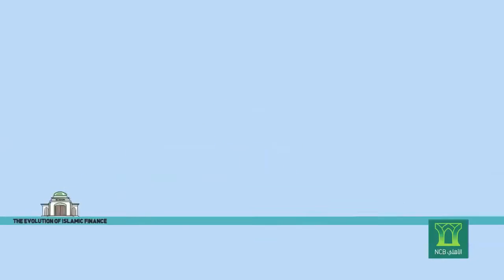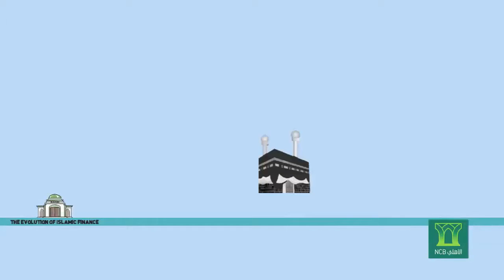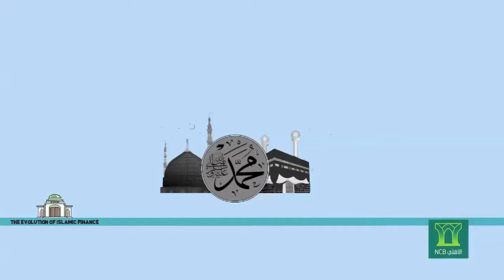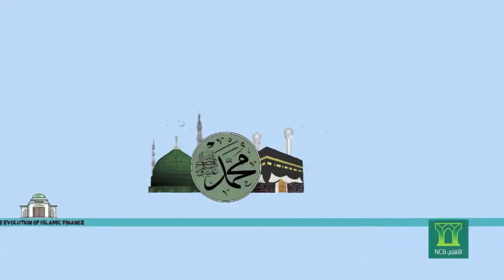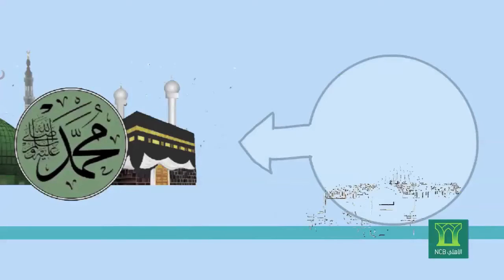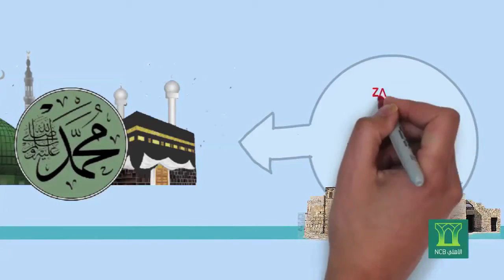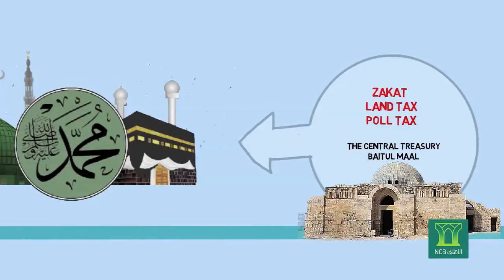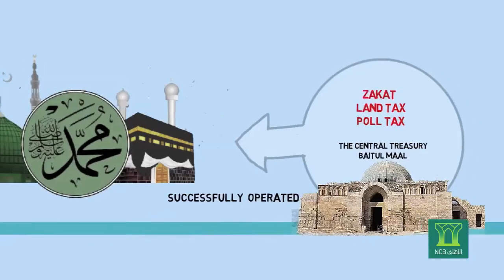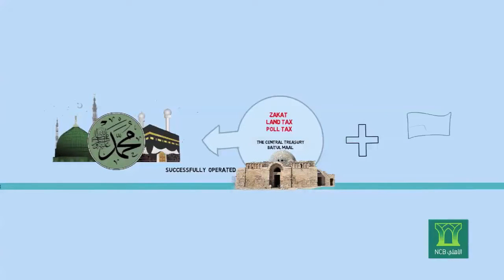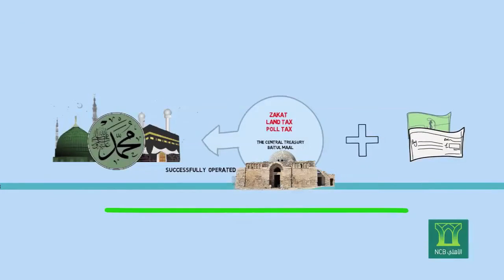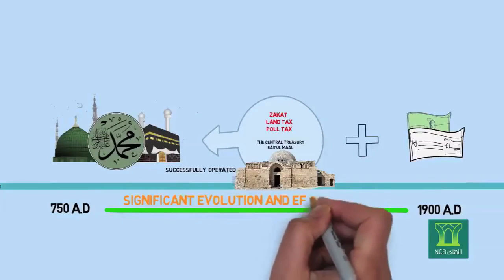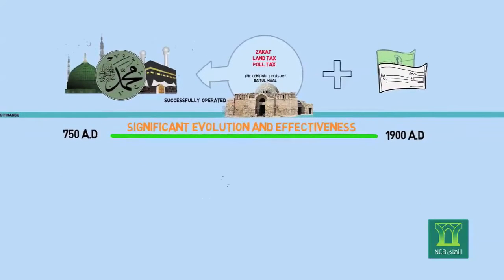If we go back to the history, you will see that Islamic finance and financial institutions evolved and developed since the time of the Prophet Muhammad, peace be upon him, from the cities of Mecca and Medina. The central treasury, Baitul Mal, Zakat, and taxes like land tax and poll tax were successfully operated during that period. In addition, there have been a few developments, such as the use of bills of exchange and checks. The traces of Islamic finance practices could be found in various Islamic finance civilizations between 750 AD and 1900 AD.